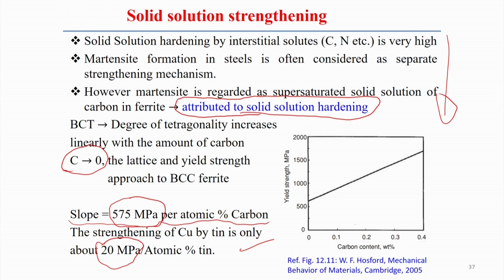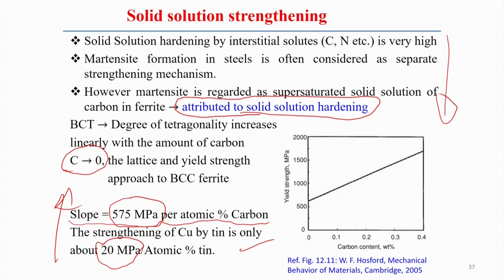So, that strengthening mechanism is more impactful when there is a production of the martensitic structure, and in that case we can correlate just roughly that with the carbon percentage there is a huge amount of increment of the strength level that can be achieved.